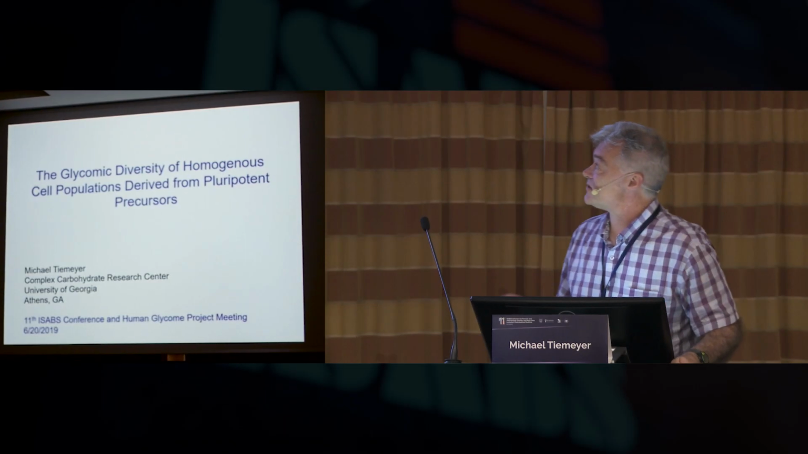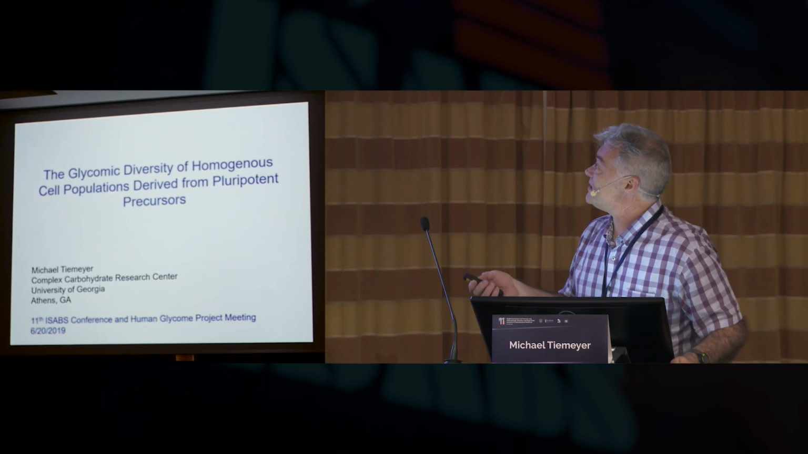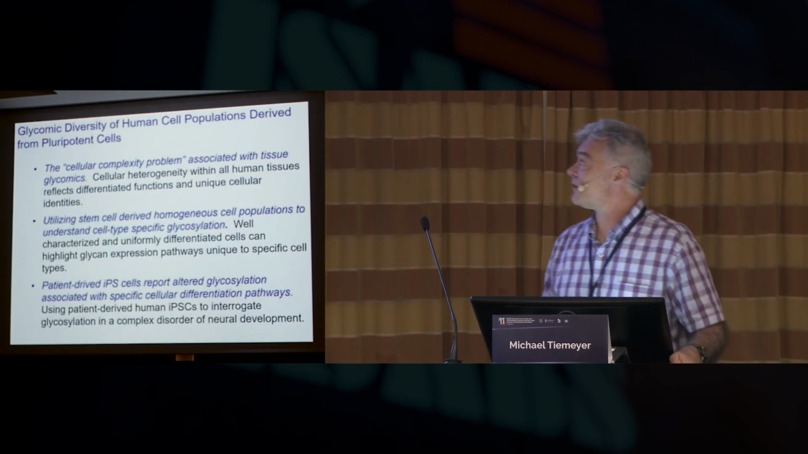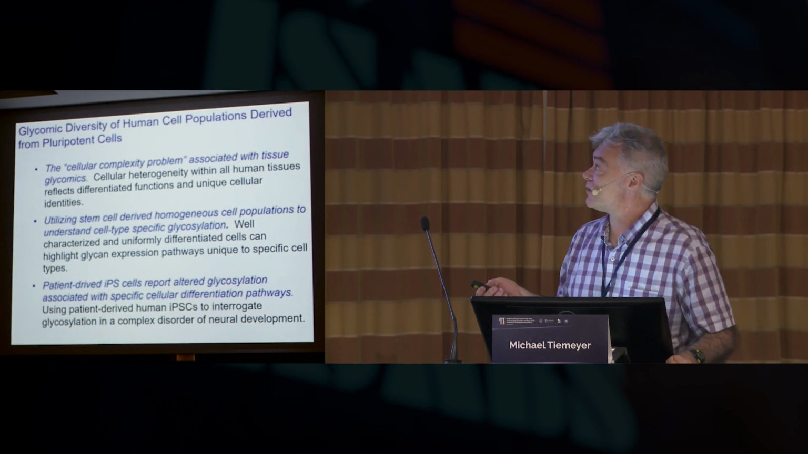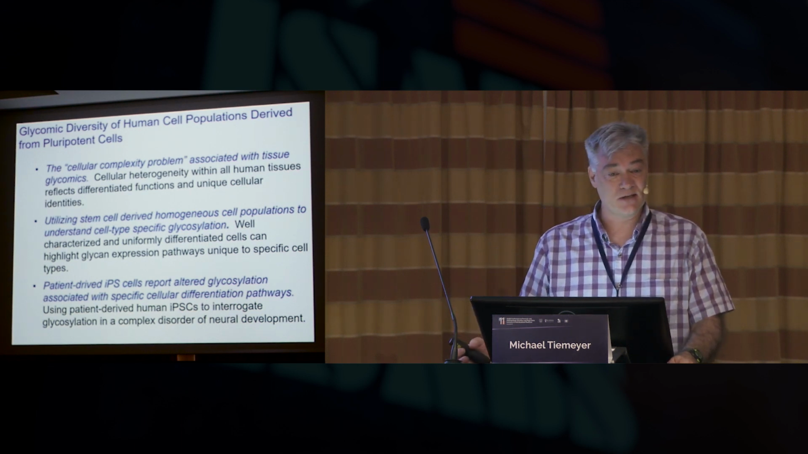Okay, so the title of my talk is Glycomic Diversity of Homogeneous Cell Populations Derived from Pluripotent Precursors. And really what I want to try and address a bit is what I refer to, or many of us refer to, as a cellular complexity problem in thinking about doing glycomics on tissues.